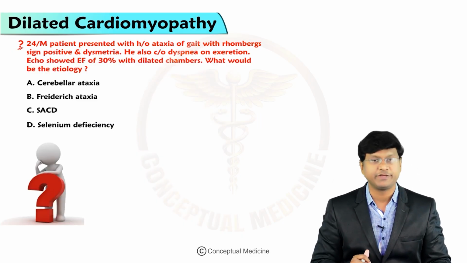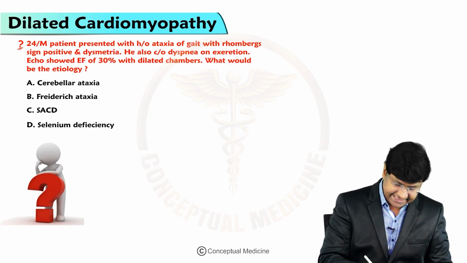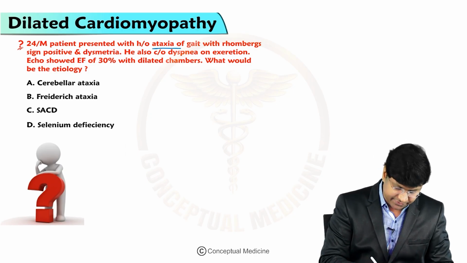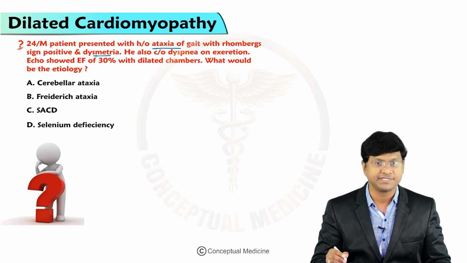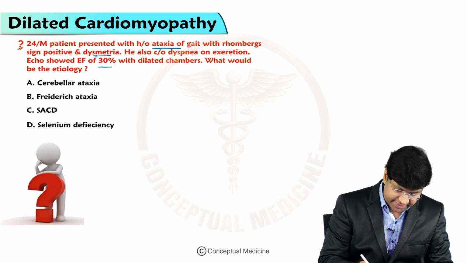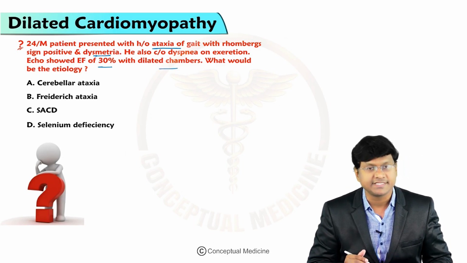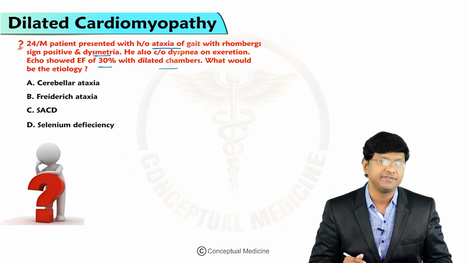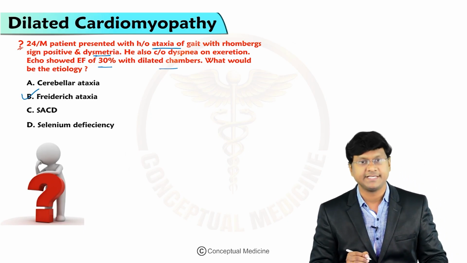So, you see this question: a 24-year-old male patient presented with a history of ataxia of gait, Romberg sign is positive, and there is also dysmetria. He also complains of dyspnea on exertion, and echocardiography showed an ejection fraction of 30% with dilated chambers. What would be the etiology? Cerebellar ataxia, Friedreich's ataxia, subacute combined degeneration of the spinal cord, or selenium deficiency. The answer to this question is Friedreich's ataxia.